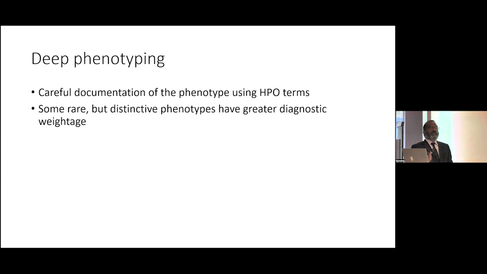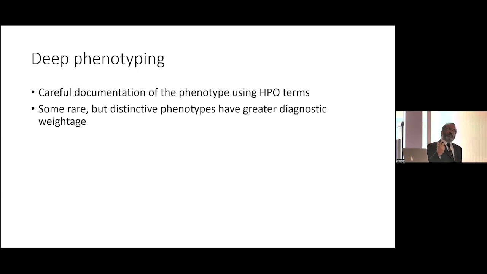So deep phenotyping is a term used to describe careful documentation of phenotypic data. And as has been alluded to before, rare but distinctive phenotypes have greater diagnostic weightage. So if you think about intellectual disability, you can have thousands of differential diagnoses. If you add congenital heart disease to that, it narrows to a few hundred. If I then say the child also has hypocalcemia and cleft palate, then you start thinking of differential diagnoses including DiGeorge syndrome.